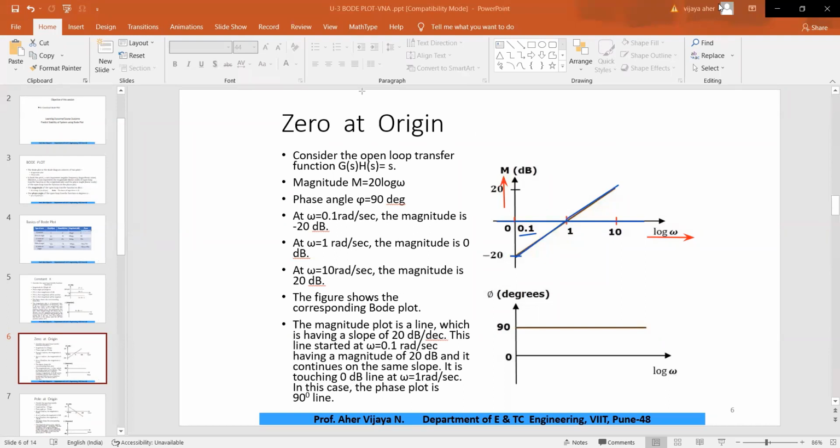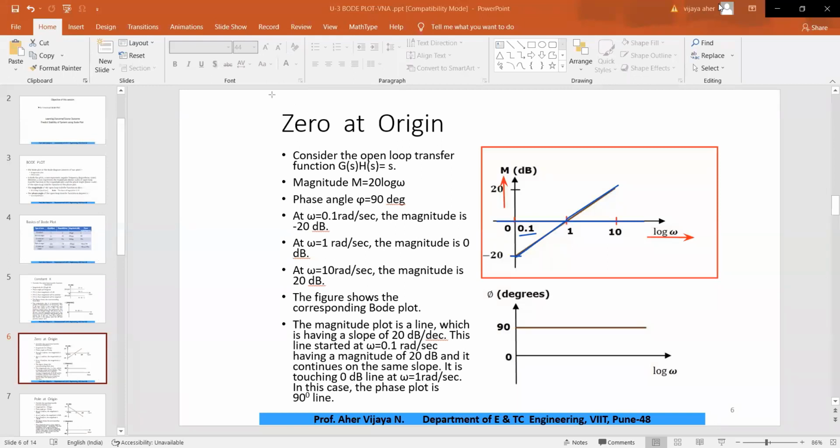Now let us look at the phase. This is your magnitude plot for the given transfer function. Done. Now what do we have to do? We have to plot the phase. Are you with me, students? Now if we have S, look at the table again. For S, what is the phase? Phase is 90 degree.